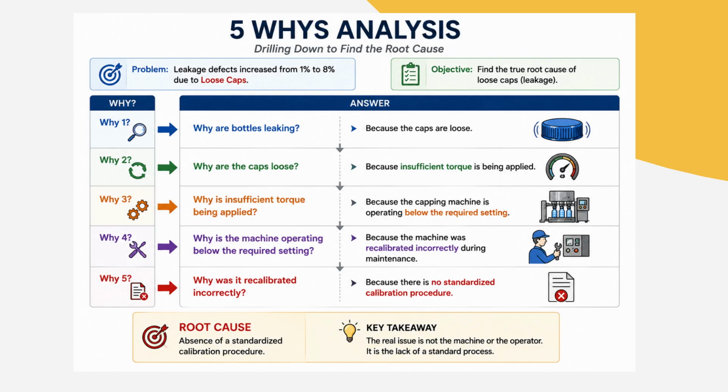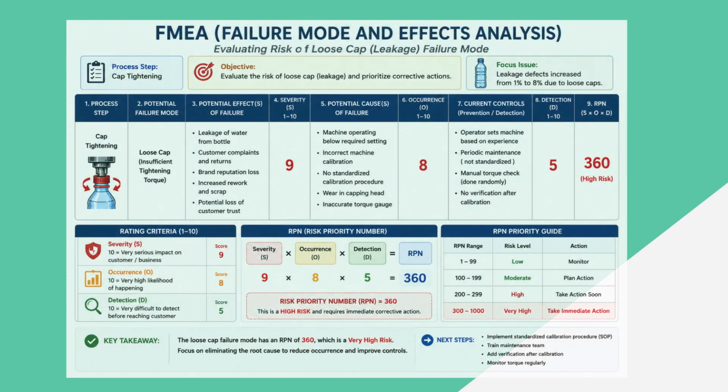There it is. The root cause. Not the machine. Not the operator. The absence of a standard process. Now let's evaluate the risk using FMEA. Failure mode, loose cap. Severity, 9. Occurrence, 8. Detection, 5. The risk priority number is 360. That's a high-risk issue requiring immediate action.